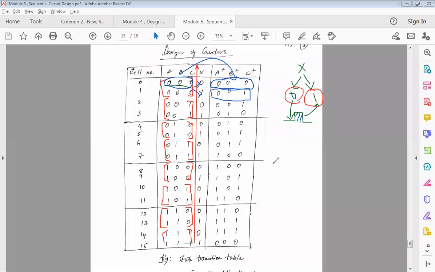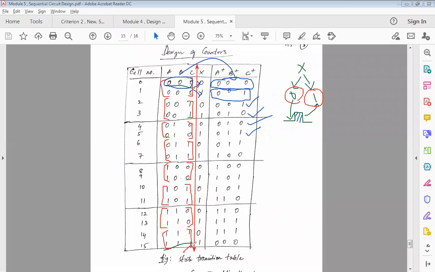Yes, sir. Okay. So similarly, you will be checking for 1. When clock is 0, it stays 1. 1, when clock is high, it goes to 2. 2, clock is 0, remains 2. 2, clock is 1, it goes to next state 3. Similarly, you can check, and you see the last case now.